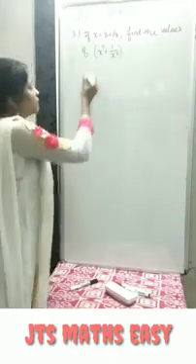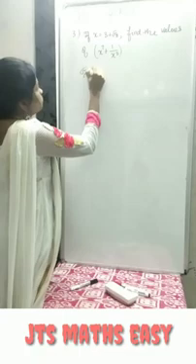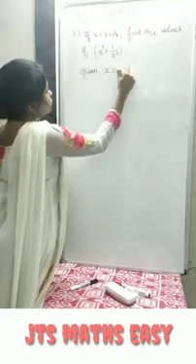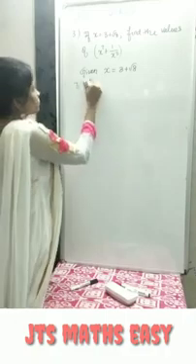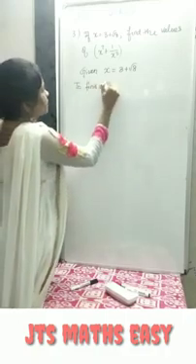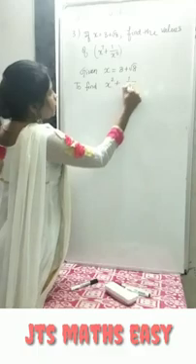Okay. So let's consider that given value here. So it is given that x is equal to 3 plus root 8. And what we need to find is x square plus 1 by x square.